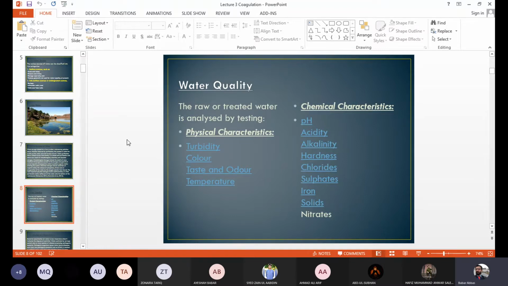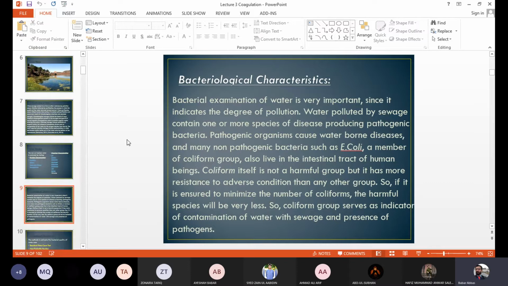Physical characteristics, there are many, but a few of those have been listed over here in terms of turbidity, color, taste, odor, and temperature, etc. In terms of chemical characteristics, there must be a check on pH, acidity, alkalinity, hardness, chlorides, sulfates, iron, solids, and nitrates. Then comes the biological characteristic which must be taken care of.